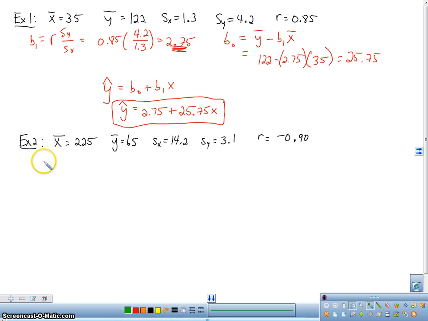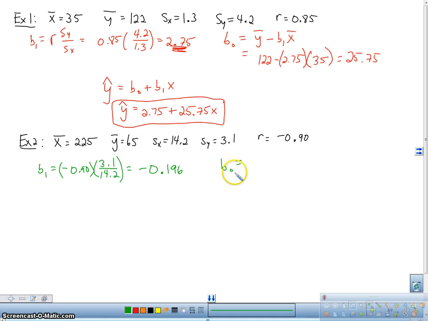I'll give you a second to pause it and try it out. Okay, so b1 is going to be r times sy over sx, which is going to be negative 0.196, and b sub 0 is going to be y bar, 65, minus negative 0.196, again, I got that from here, times 225.